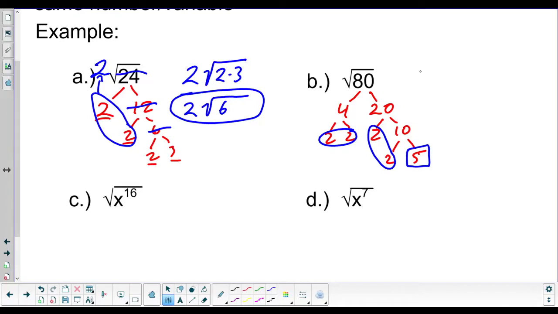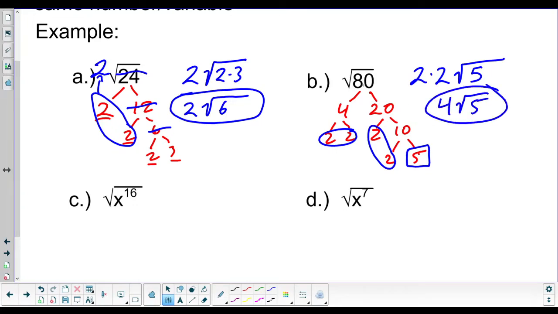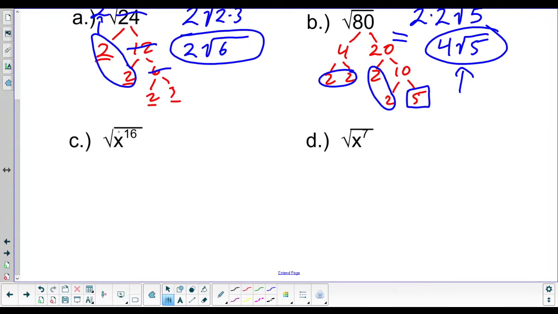So this pair of 2s goes outside the radical. This pair of 2s also goes outside the radical, and we multiply all the pairs together. Inside the radical, this 5 has no date, so it stays inside. Multiply the outside, multiply the inside if you have to, like we did over here. 2 times 2 is 4, radical 5. That's our answer. The square root of 80 equals 4 radical 5, and this is the reduced form, or the simplified form.